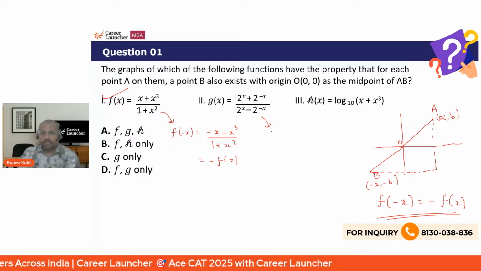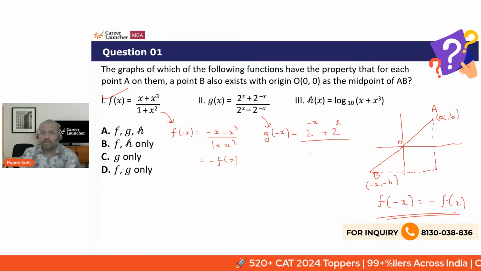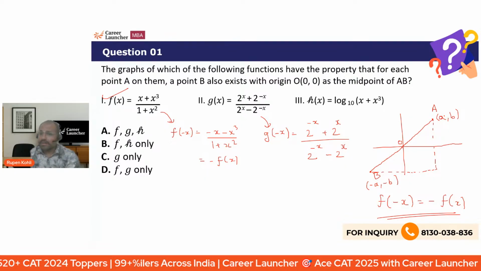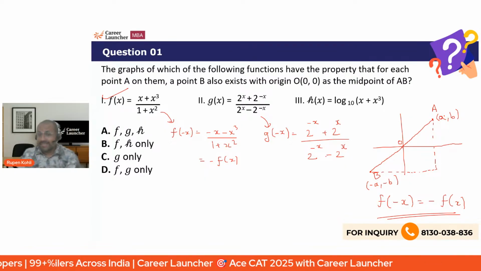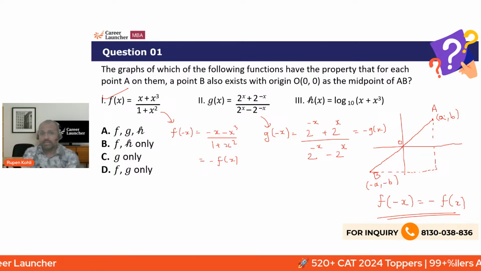What about g of x? So g of minus x will be 2 raised to power minus x plus 2 raised to power x over, right, 2 raised to power minus x minus 2 raised to power x. From the denominator take minus common. So this is, yes, indeed minus of g of x, isn't it? By taking minus common from here, minus of 2 power x minus 2 power minus x. So this also satisfies the condition.